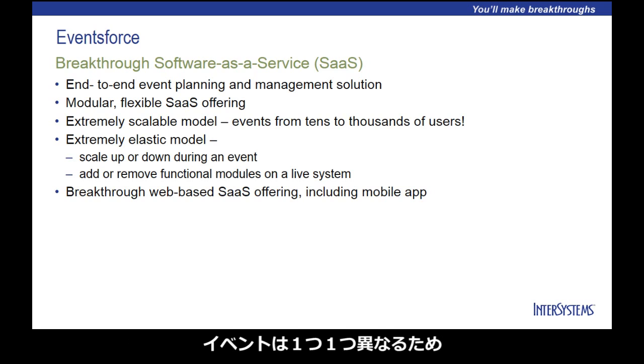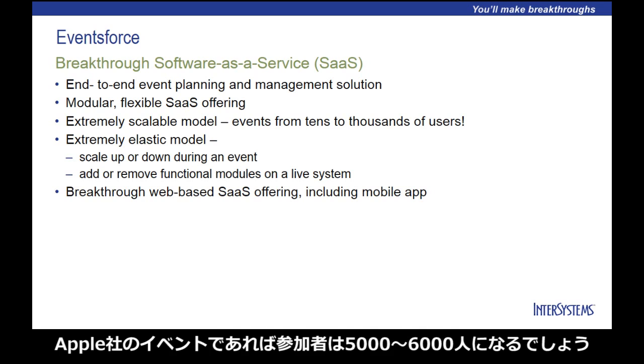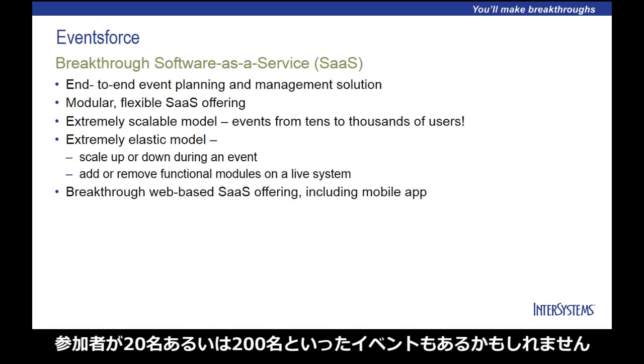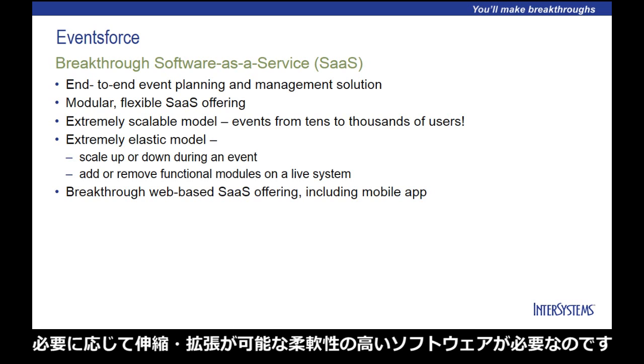And they are a perfect fit for software as a service and deployment in a cloud model because each event is different. So if they go to an Apple event, they will have 5,000, 6,000 people at that event. If they go to another event, they might only have 20 people, 200 people. So the scale is very different depending on the environment that they're providing the software for. So they need to be able to have something very flexible that can be elastic and scale as needed.